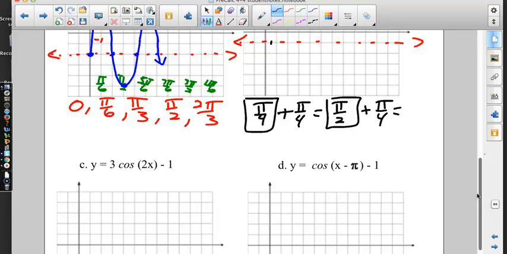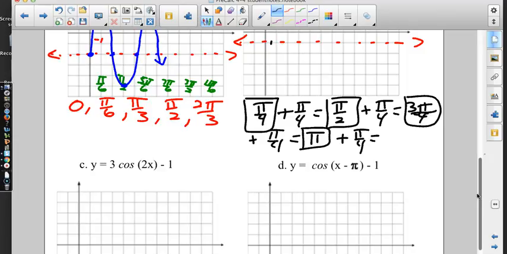Add the pi over 4, what do you get? 3 pi over 4. Add another pi over 4, what do you get? Pi. Add another pi over 4, what do you get? 5 pi over 4. How do we check and make sure that that math is right? We need to know. What's another way to get that starting in the inequalities?